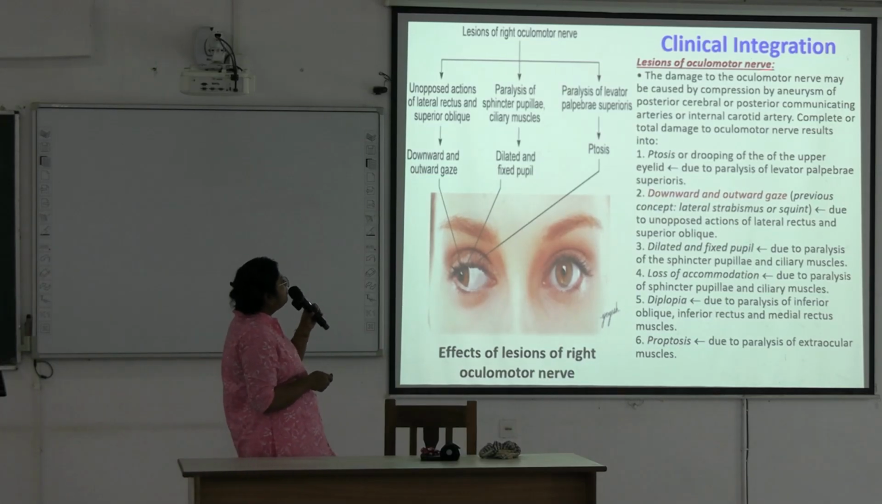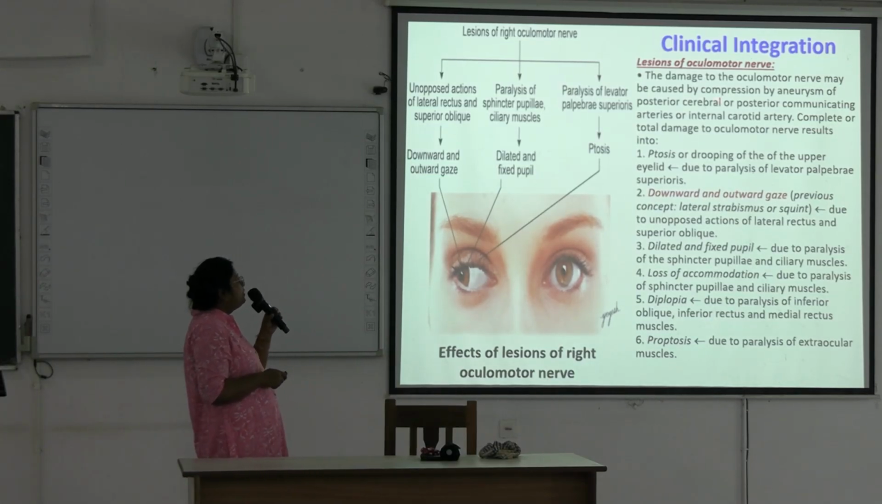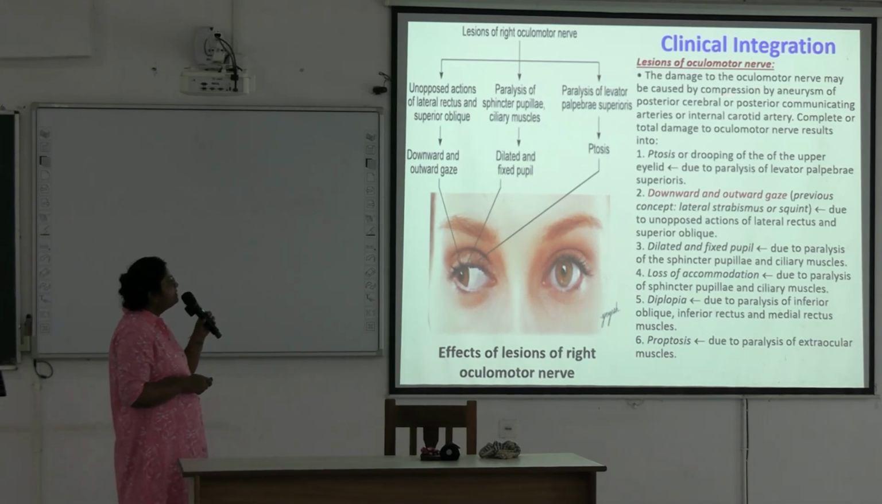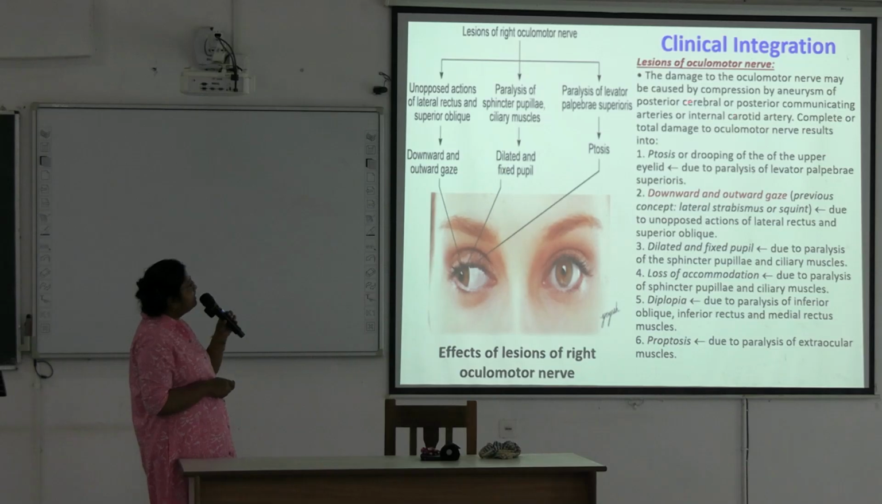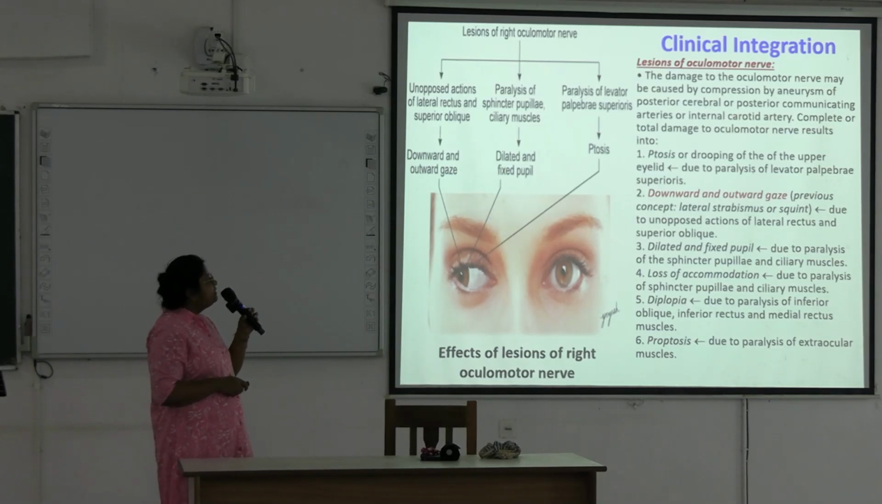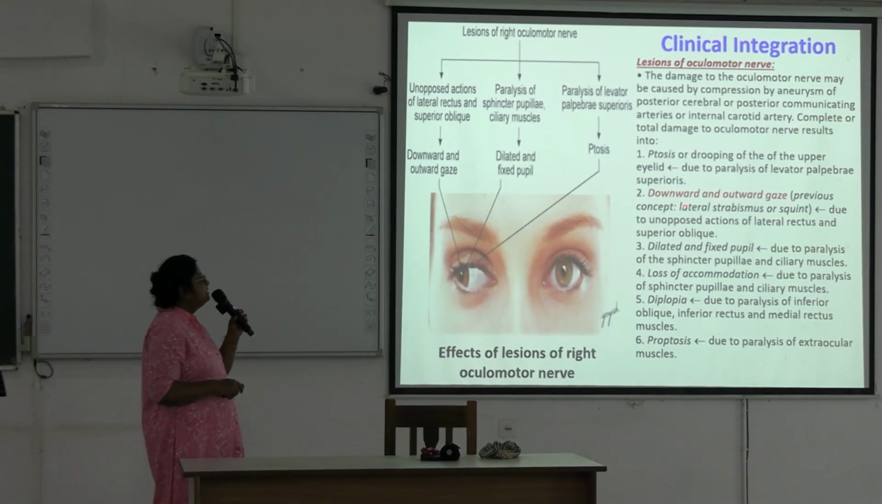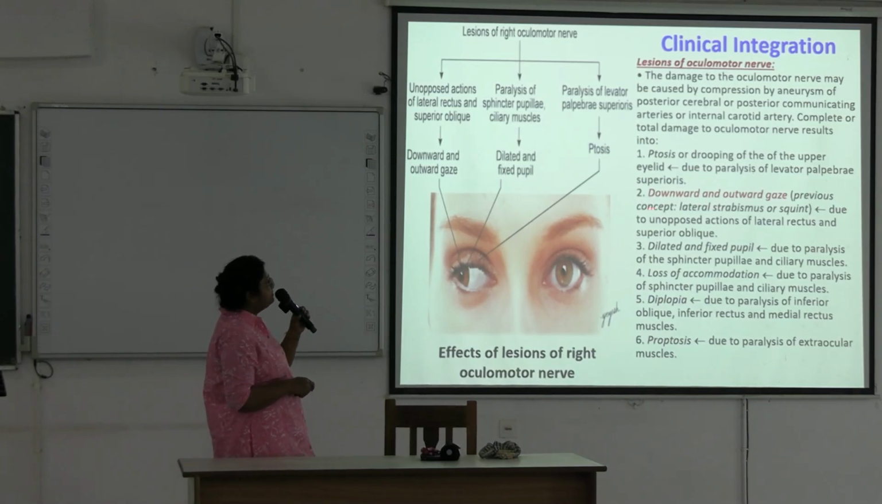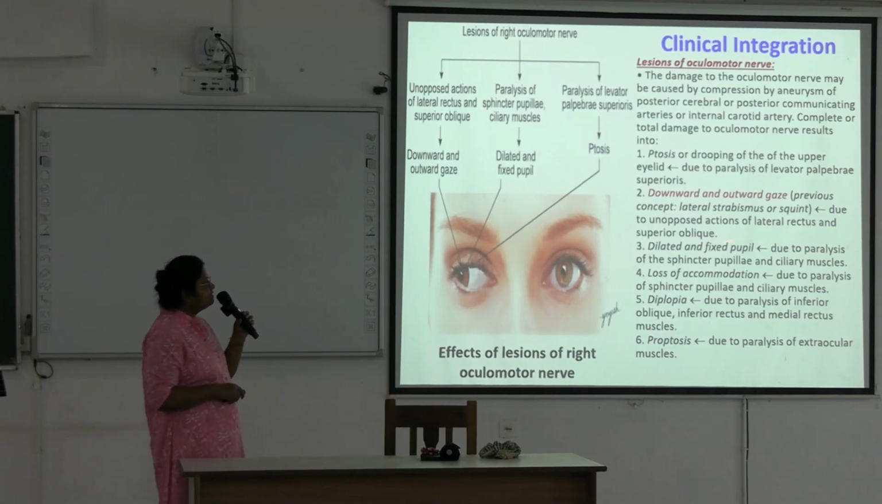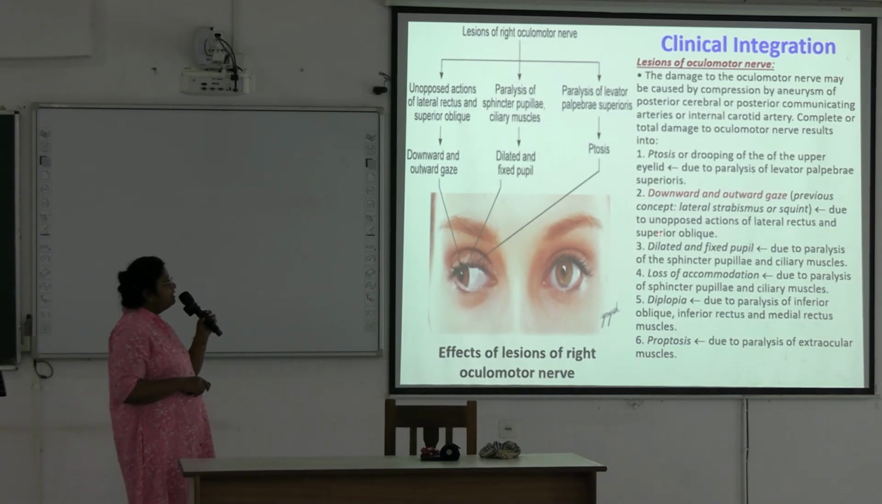The damage to the oculomotor nerve may be caused by compression by an aneurysm of the posterior cerebral or posterior communicating arteries or the internal carotid artery. Complete or total damage to the oculomotor nerve results in ptosis, or drooping of the upper eyelid, due to paralysis of levator palpebrae superioris. There will be downward and outward gaze, or lateral strabismus or squint, due to unopposed action of the lateral rectus and superior oblique.